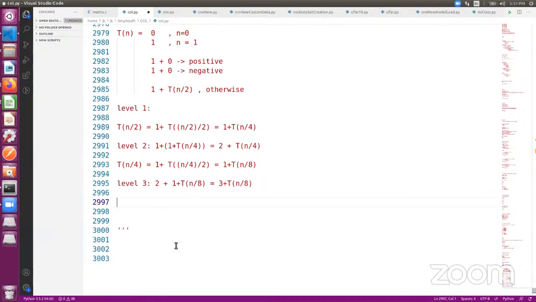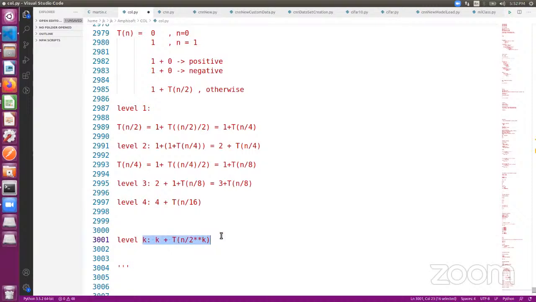Fine. So now what would be level 4? Can you tell me without calculating? Yeah, so that is the general formula Abhishek has given. It is 4 plus T of n divided by 16, right? At level K, it is going to be K plus T of n divided by 2 to the power K. That's all. So this is your general formula.